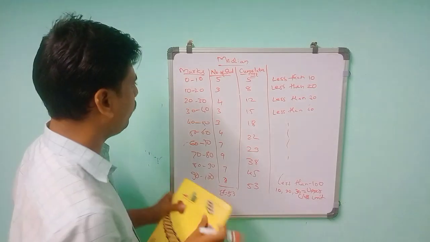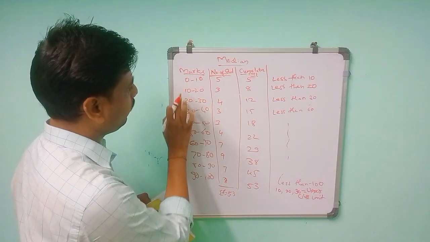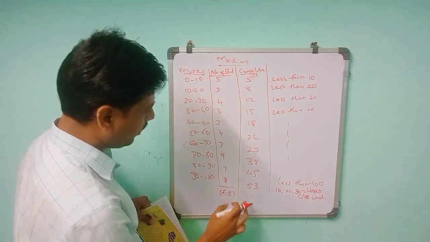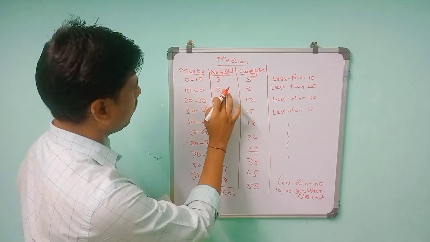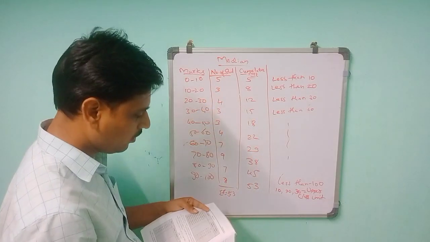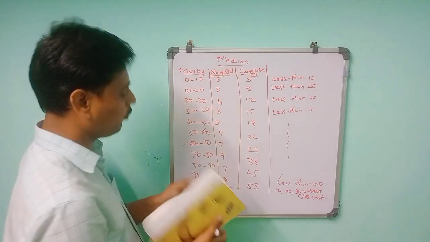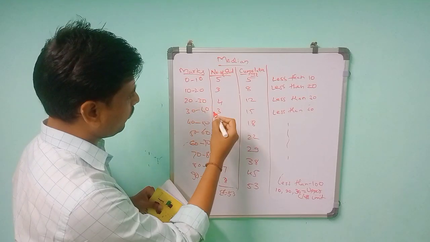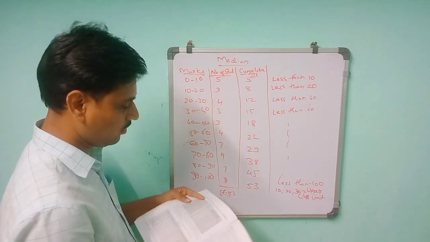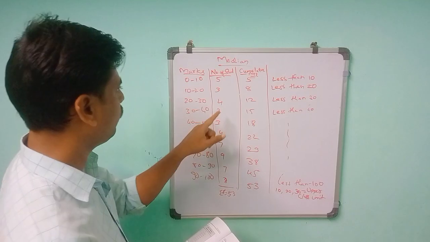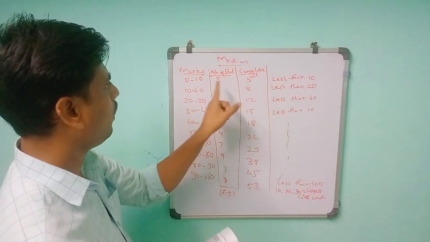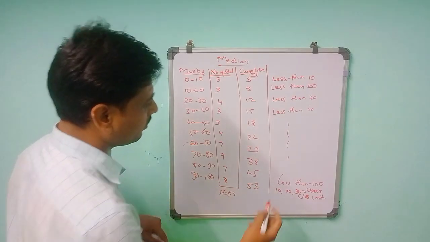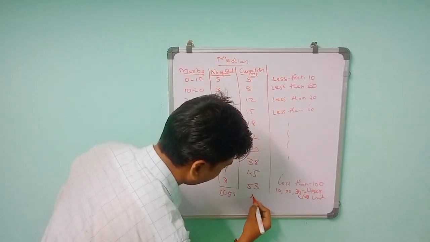Then the next one, more than 20. For this one, more than 20 means 5 plus 3, where 3 is there. Here 53 is there, 53 minus 5 is 48, then 48 minus 3 you get 45. So for 20 it will be 45. Then for 30, 45 remains, 45 minus 4 is 41. For the less than method, the upper limits will be 10, 20, 30, but this is only for the more than method.